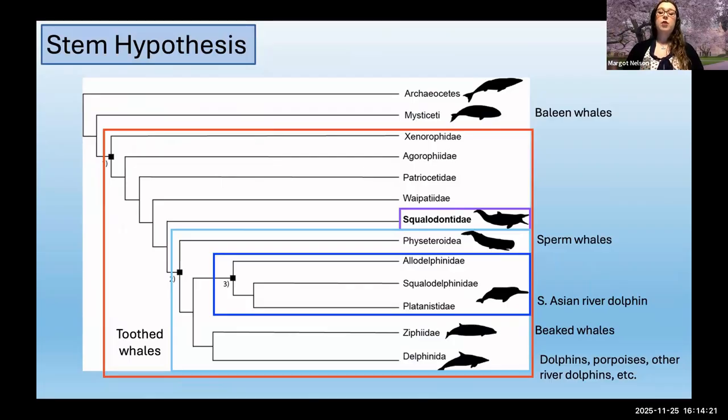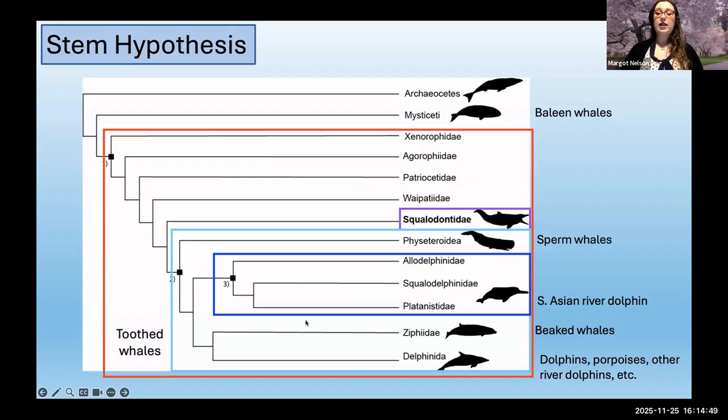So the Squalodontidae have historically been a taxon that moves around in phylogenetic analysis. One hypothesis puts it as part of the stem group of toothed whales, as opposed to the crown group, which is in this blue box. And so this would imply there's a single evolution of homodonty here at crown toothed whales.